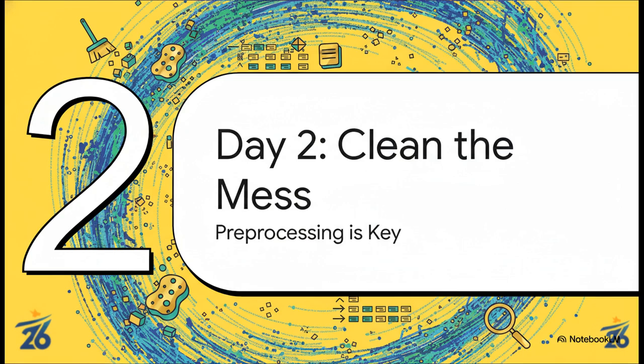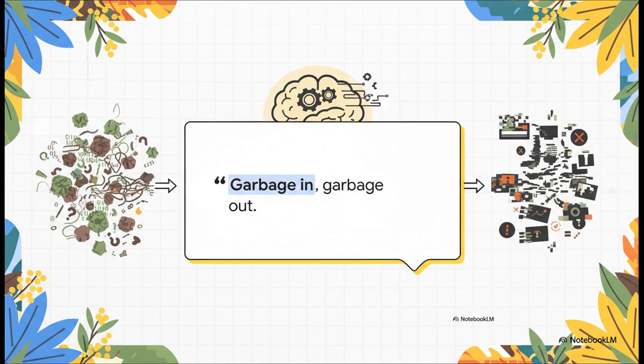Now we get to roll up our sleeves and do the, let's call it, less glamorous work. But honestly, this is the most critical part: data cleaning and pre-processing. You've probably heard this before. Garbage in, garbage out. It is the golden rule of data science. I'm telling you, you could have the most powerful, most expensive model on the planet. It won't save you from messy data. The quality of what you put in completely dictates the quality of what you get out, period.